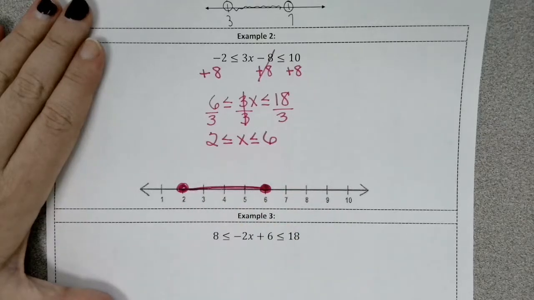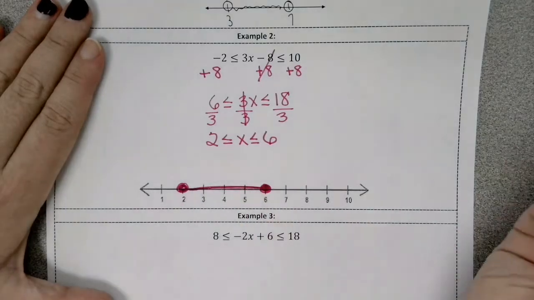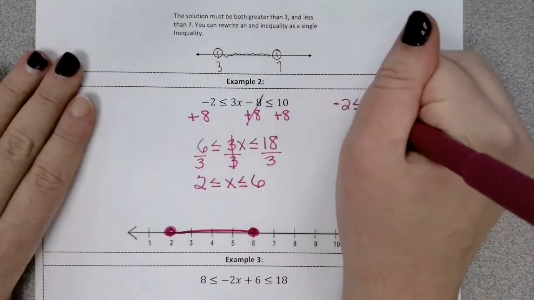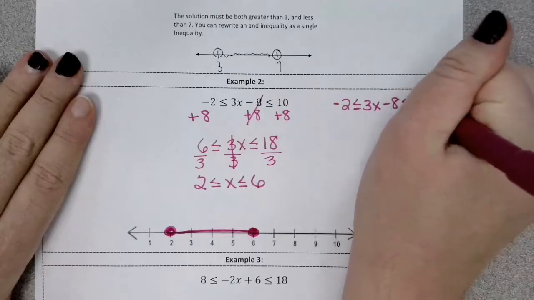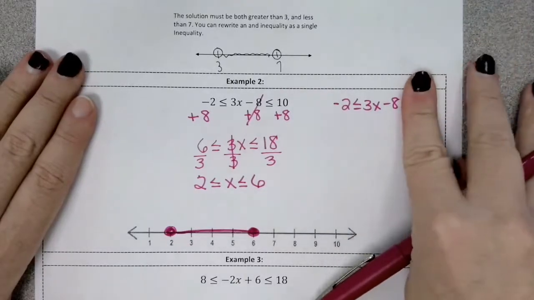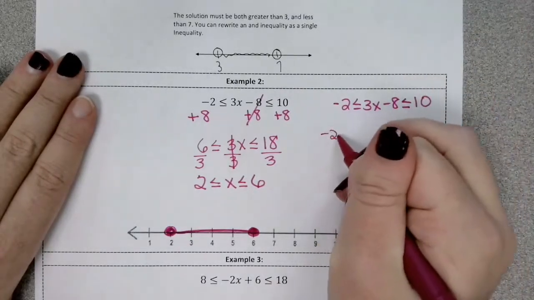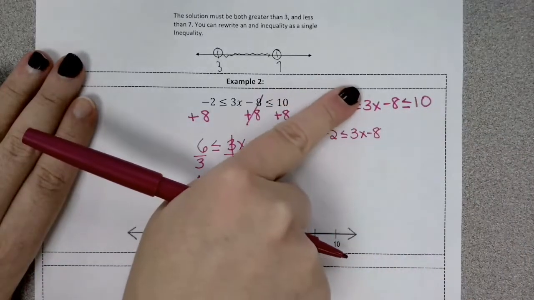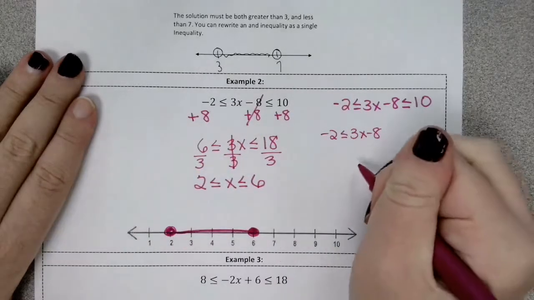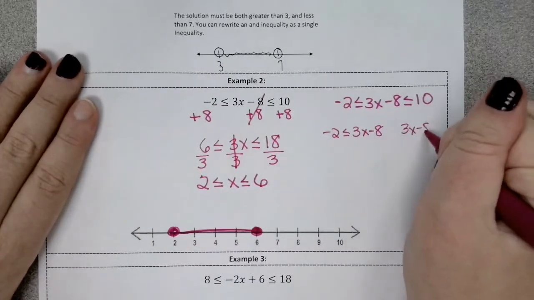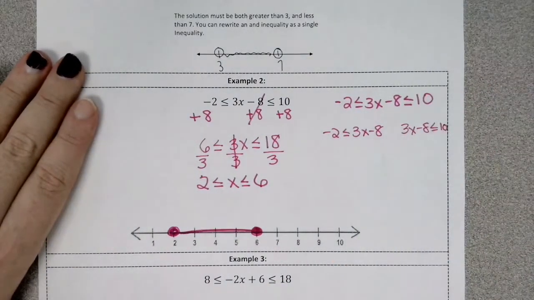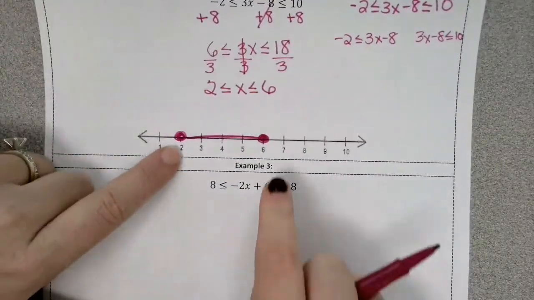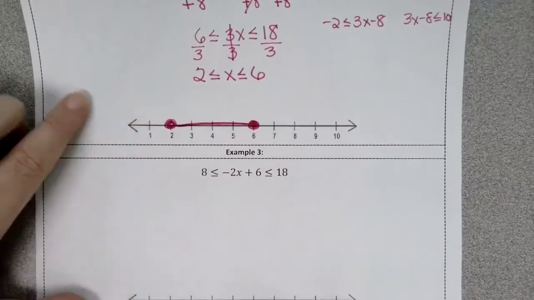You can also solve it, if I wrote it over here, you can make two inequalities. I can cover this guy up and write one and solve it. I can cover up this guy with the inequality symbol, and the other one would just be 3x minus 8 is less than 10. Whichever method is preferred for you. But your answer will only be where they overlap.